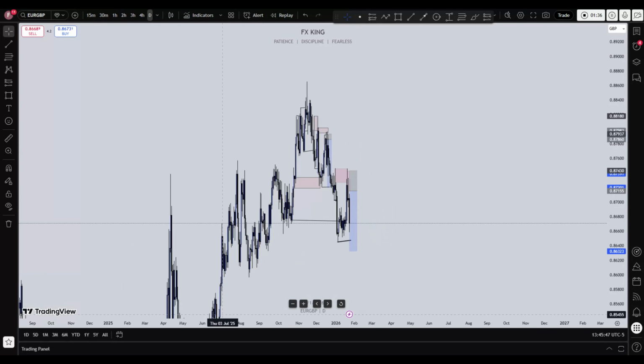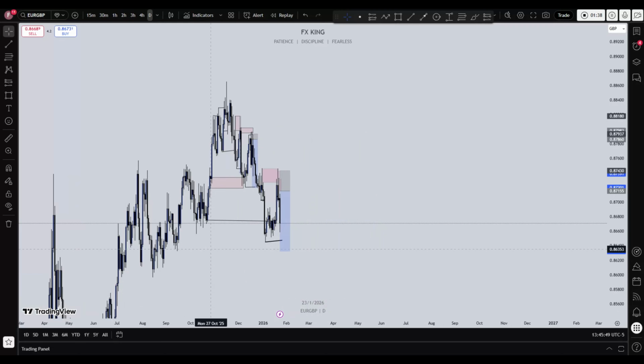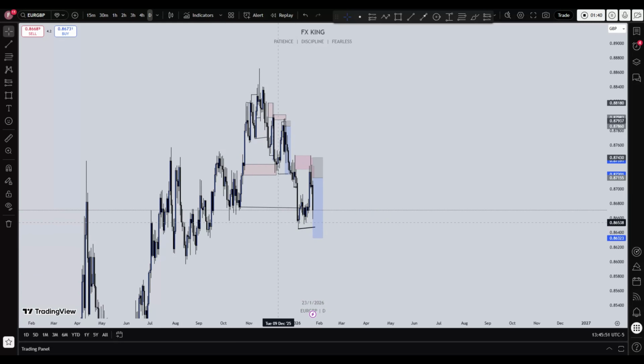I'll be looking at the possibility for a sell around that zone, right? So this possibility is before we have a break of structure here. Before the market breaks this low, that is when we are looking for that possibility. But if this market has already broken this low, then this sell no longer becomes valid.